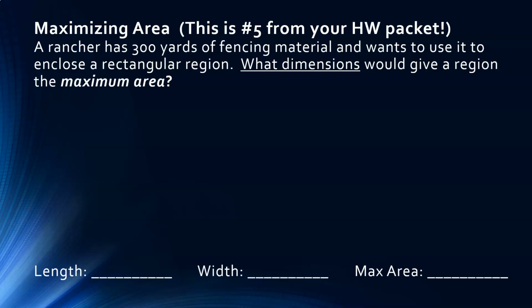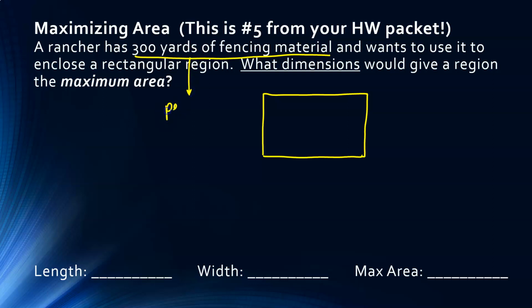So it says a rancher has 300 yards of fencing materials and wants to use it to enclose a rectangular region. What dimensions would give a region the maximum area? All right, so I'm a visual person, so let's draw a diagram to help us out. So here we have a rancher that's got 300 yards of fencing material. Well, if you think back to your geometry days, that 300 yards of fencing material is referring to your perimeter.